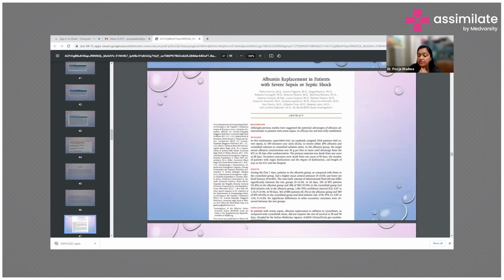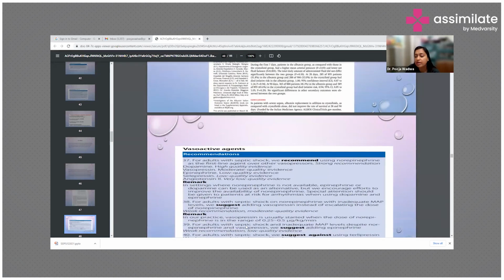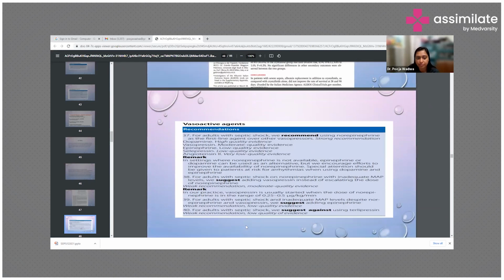In patients with severe sepsis, albumin replacement in addition to crystalloids, as compared to crystalloids alone, did not improve the rate of survival. It only decreased the need for fluid, how much fluid you gave.